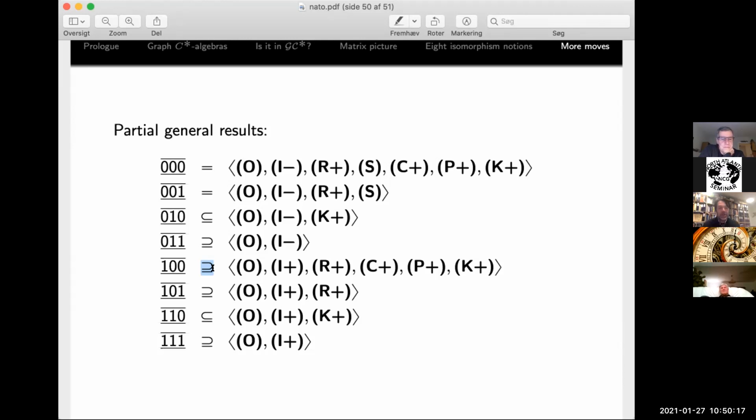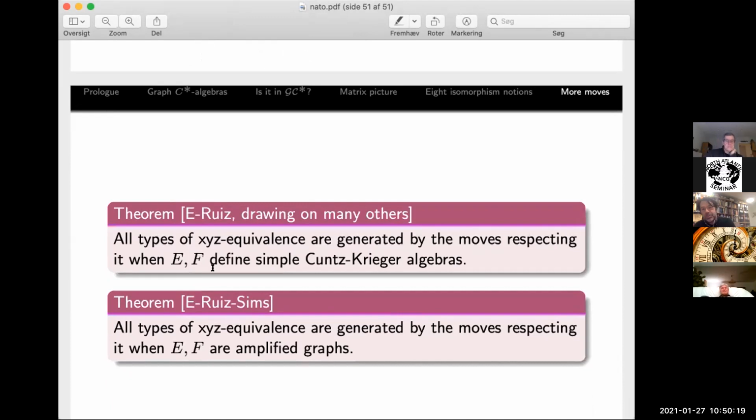So in various cases, we can do it in the classical case of a simple Kunst-Krieger algebra. These eight statements that I put up here, we know that they're true. We can also do it for something called amplified graphs. So these are specialized results that are nicer. But of course, it's cheating a little bit because in that setting we have some very strong results that I can just appeal to.